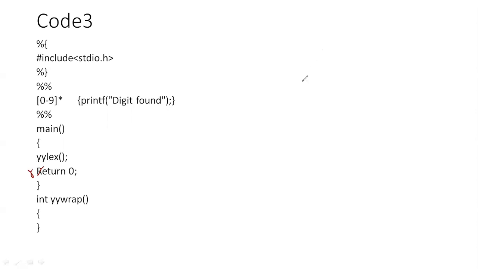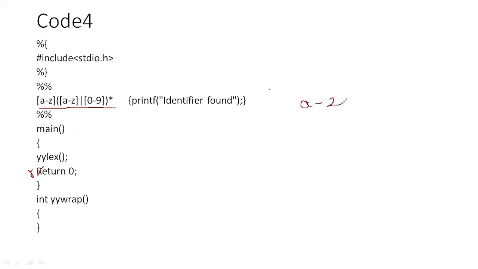Let us go to the next slide. Code number 4. So in this code, we are finding the identifier. Now you can see here what this regular expression is showing. Here, compulsory anything between A to Z. Second, optional because it's in round bracket, optional anything between A to Z or anything between 0 to 9.